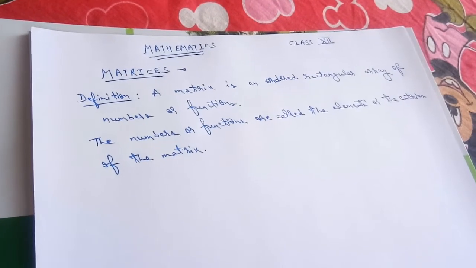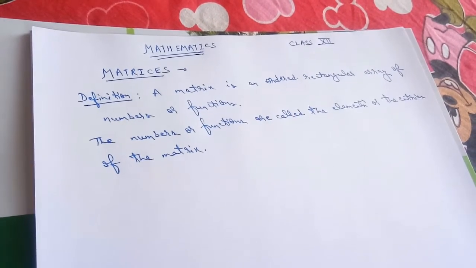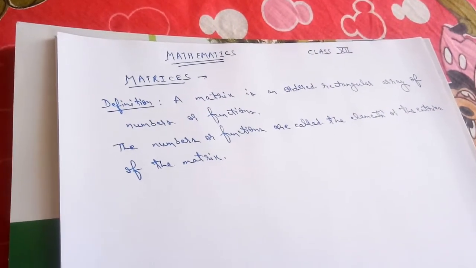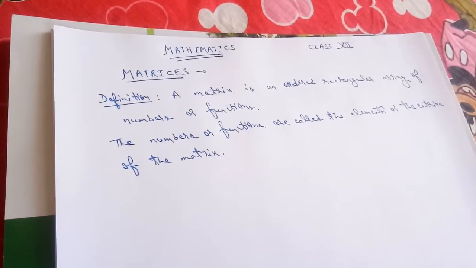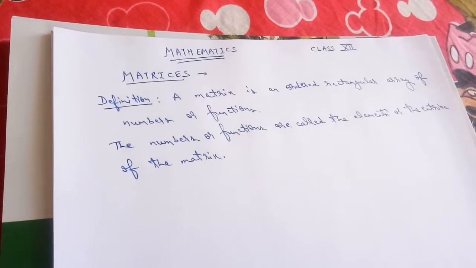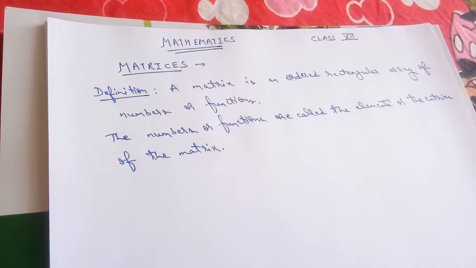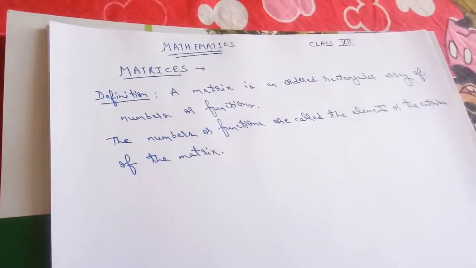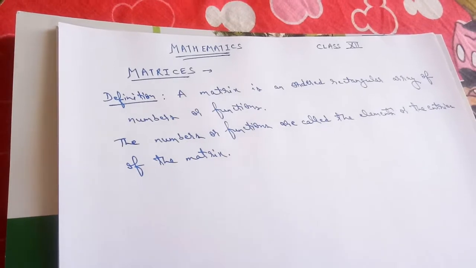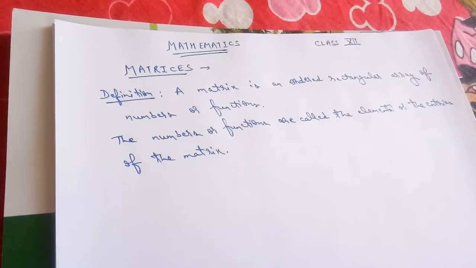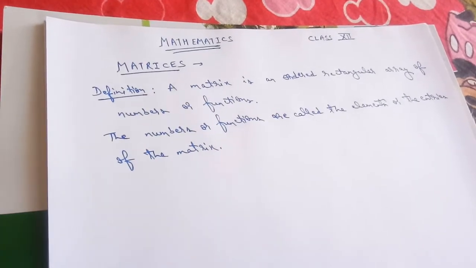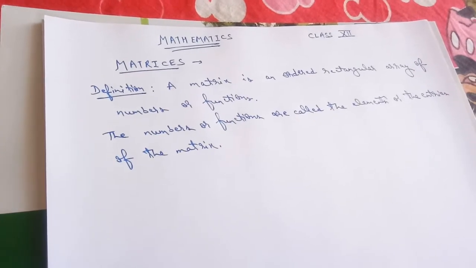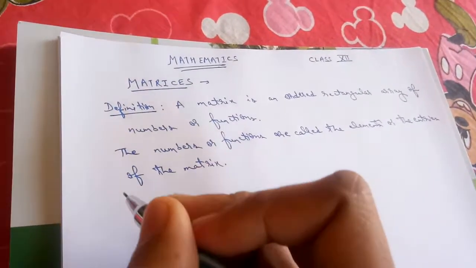A matrix is an ordered rectangular array of numbers or functions. Suppose we have a large collection of numbers, and we want to analyze their properties. It is better to collect those numbers and write them in a rectangular array. We could have integers or natural numbers, or we could have functions also. This collection is called a matrix, and the numbers or functions are called the elements or the entries of the matrix. Suppose we take an example.